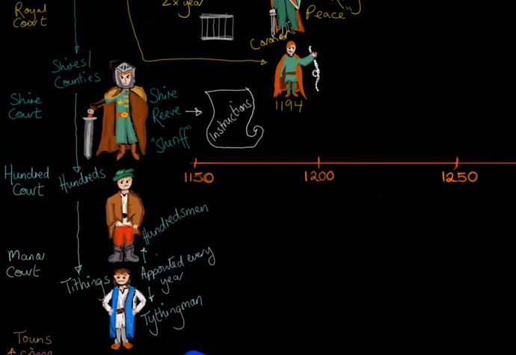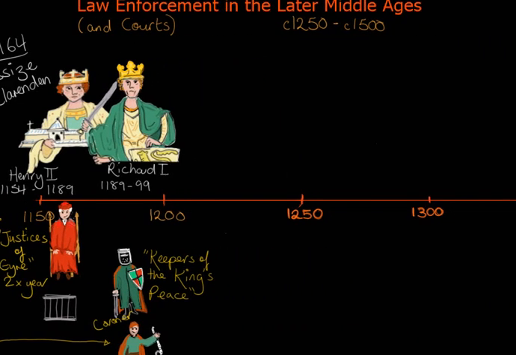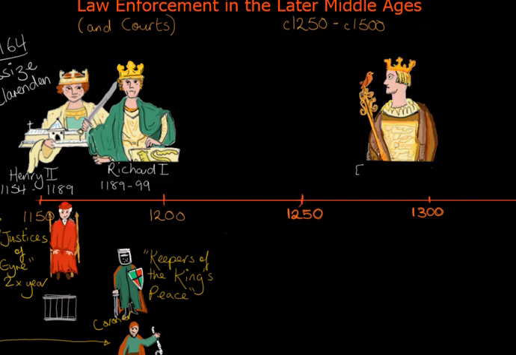Next up, about 170 years later, we have another strong king. And this one here is Edward I. He's king from 1272 to 1307. And he passes laws called the Statute of Winchester. And these make a number of changes.